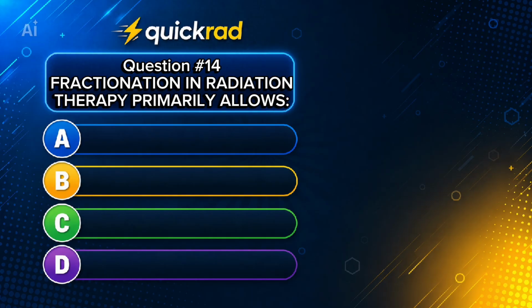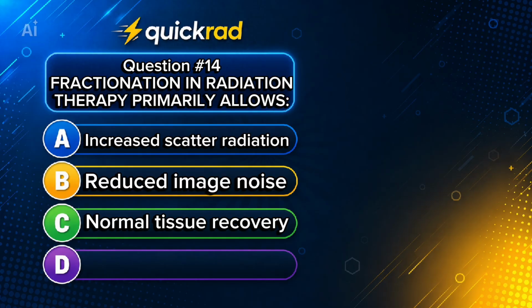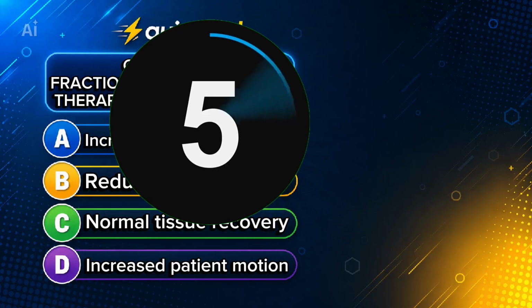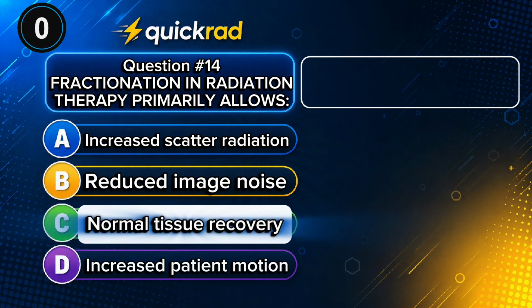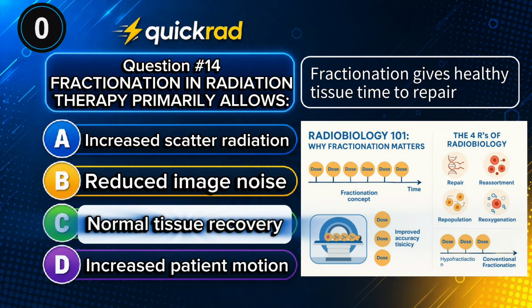Question 14. Fractionation in radiation therapy primarily allows. Correct answer C. Normal tissue recovery. Fractionation gives healthy tissue time to repair.